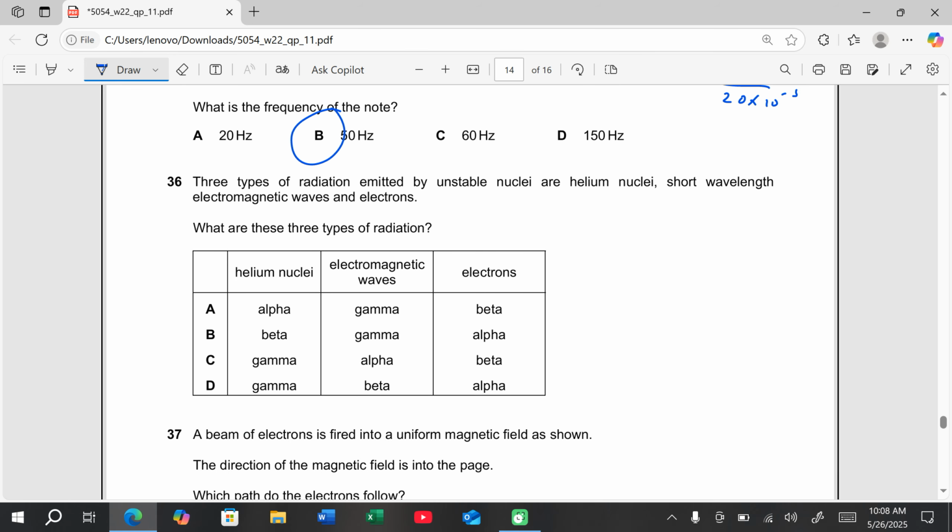The types of radiation emitted by unstable nuclei are helium nuclei, short wavelength electromagnetic waves, and electrons. What are these types of radiation? Helium nucleus is alpha, electromagnetic waves is gamma, electrons is beta. So it's A.